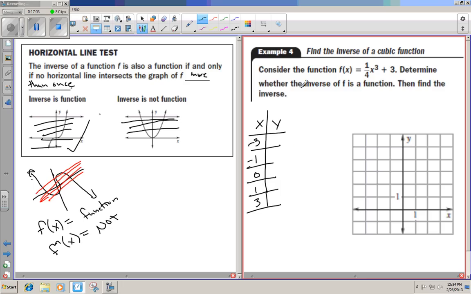You plug those in, and then see how it goes from there. I can do 0 for you quickly. 0 cubed is 0, times 1/4 is 0, plus 2. So 0, 3. So it goes through the axis right here.